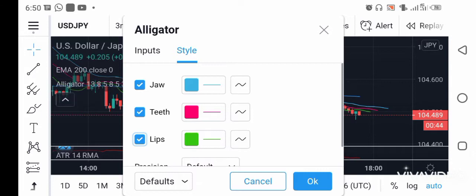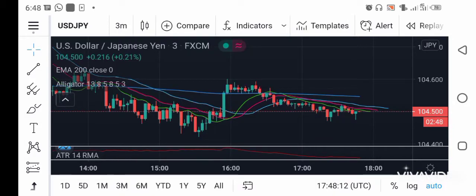So the blue line is the jaw, the pink line is the teeth, and the green line is the lips. So guys, as you can see, I had a 200 period moving average line on the chart right there. So guys, let me quickly explain how to use the 200 EMA with the alligator indicator in your trading strategy.